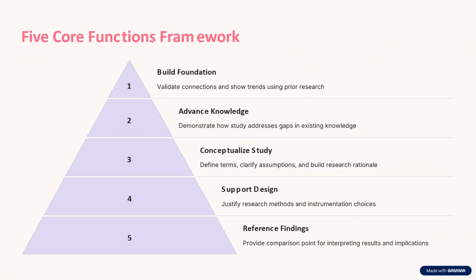The literature review has five main functions. The first one is to build a foundation, validate connections, and show trends using prior research. Second, advance knowledge, demonstrating how the study addresses gaps in existing knowledge. The third one is to conceptualize the study, define terms, clarify assumptions, and build research rationale. Fourth, support design, justify research methods and instrumentation choices. The fifth one is to reference findings, providing a comparison point for interpreting results and implications.